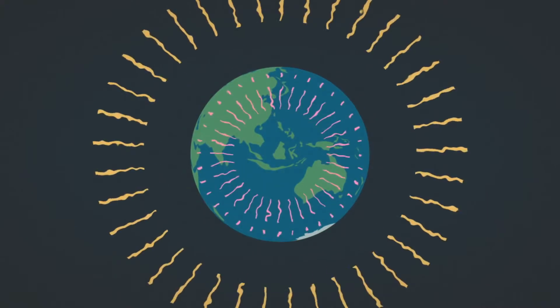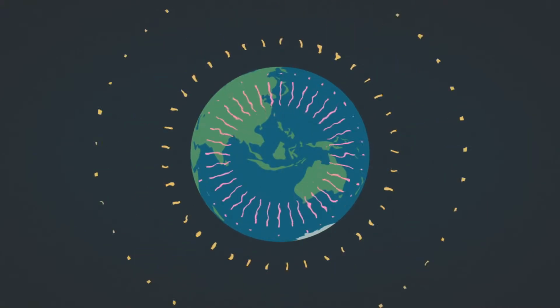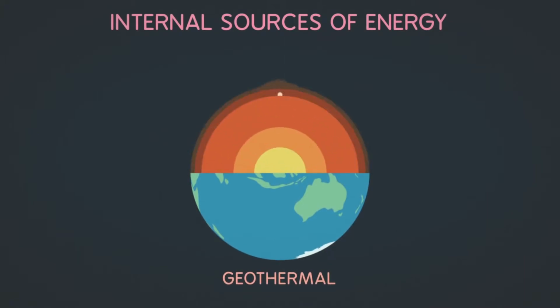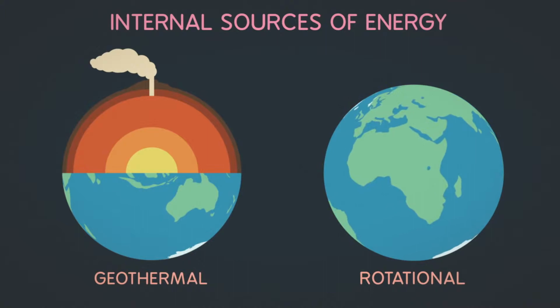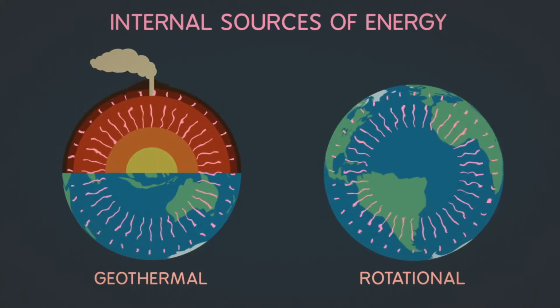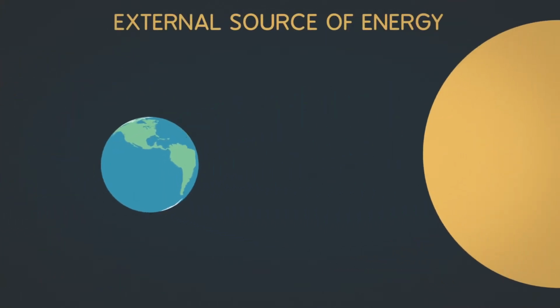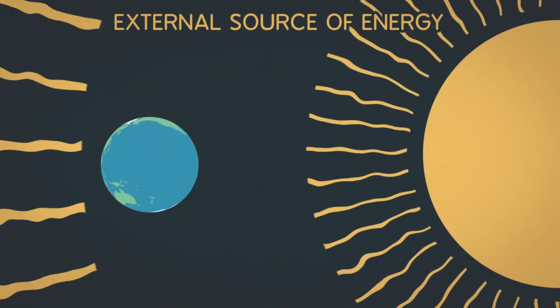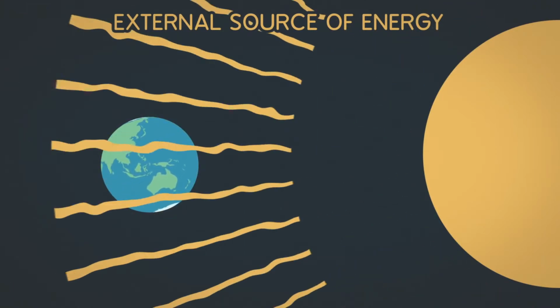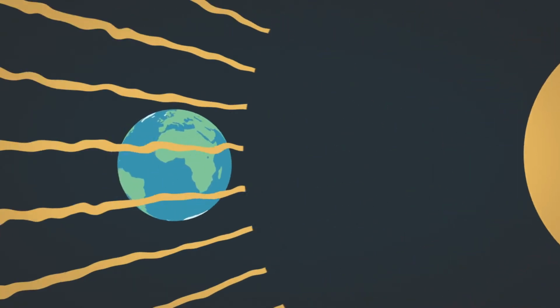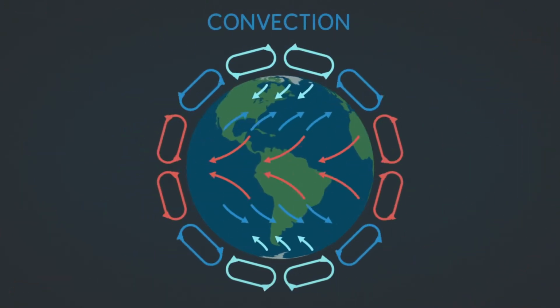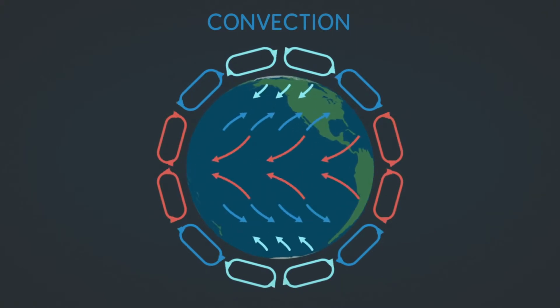Our planet's energy comes from internal and external sources. Geothermal energy from radioactive isotopes and rotational energy from the spinning of the Earth are internal sources of energy, while the sun is the major external source, driving certain systems like our weather and climate. Sunlight warms the surface and atmosphere in varying amounts, and this causes convection, producing winds and influencing ocean currents.